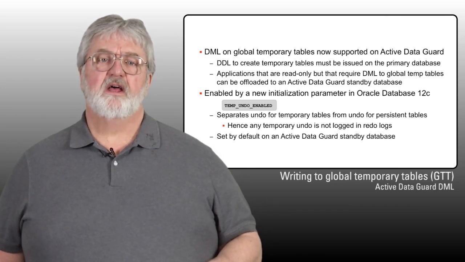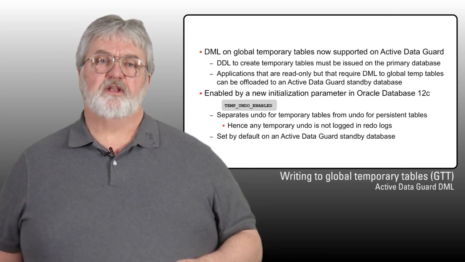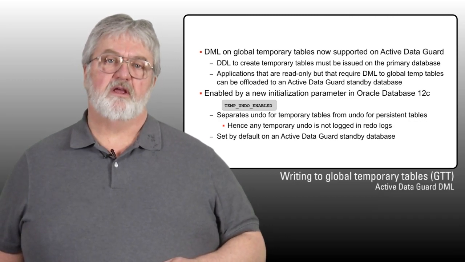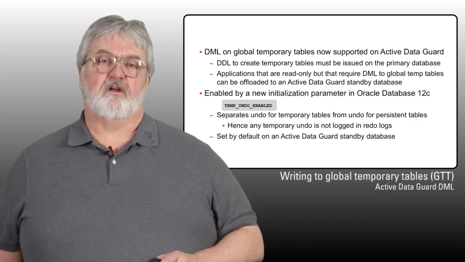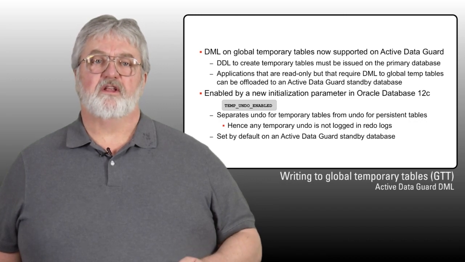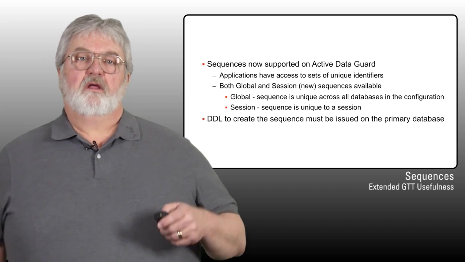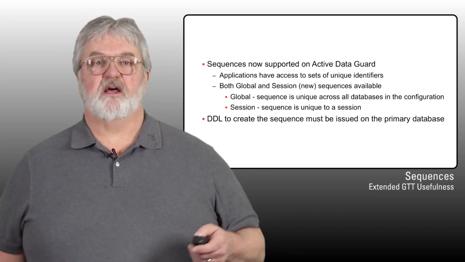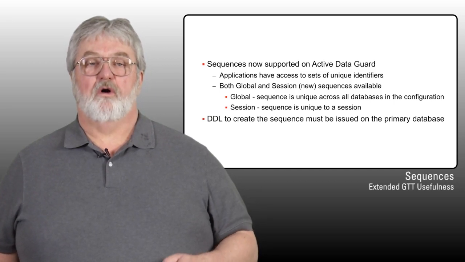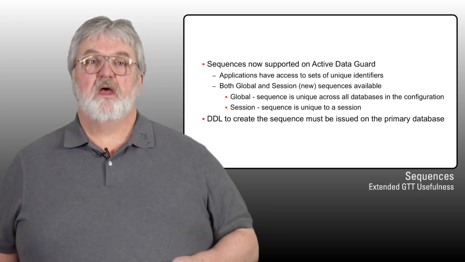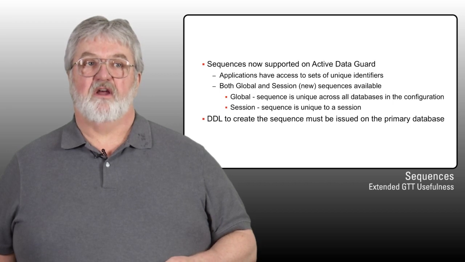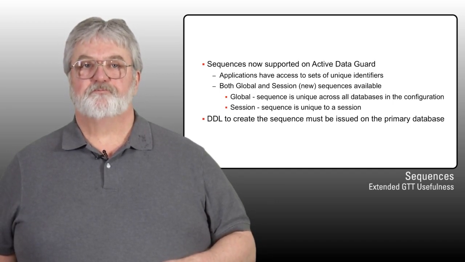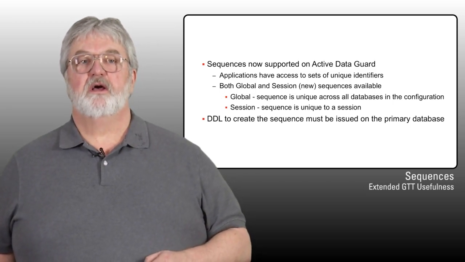But this means that now, once a global temporary table has been defined at the primary database, you can use it at a Data Guard standby with normal reads and writes, as you have done for years on the production database. To extend that a bit more, we have added sequences. This means that you can now use sequences on a Data Guard standby and get unique identifiers. And we have global and session sequences now, and session is the new one.